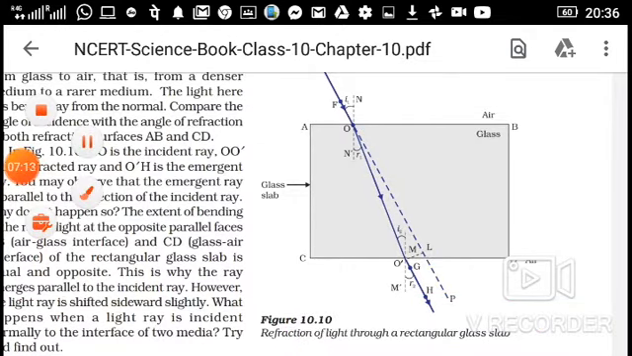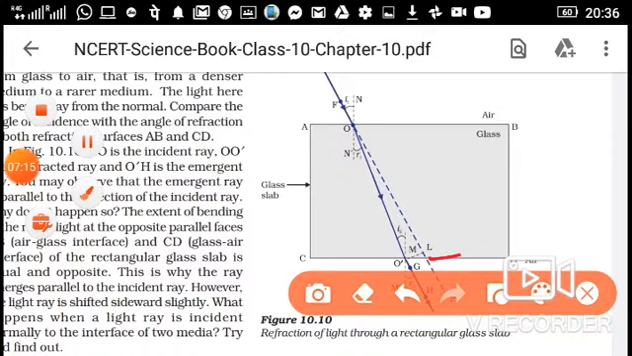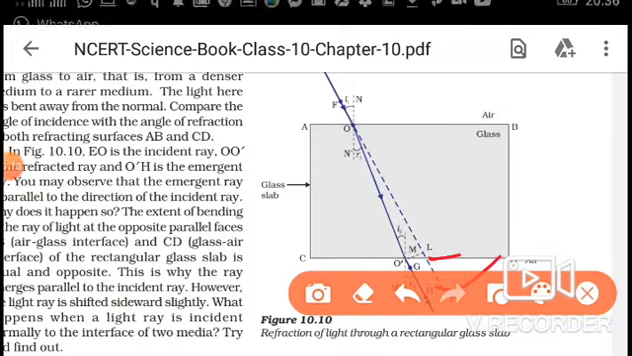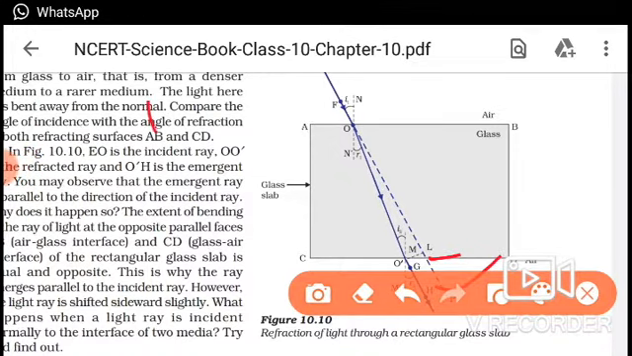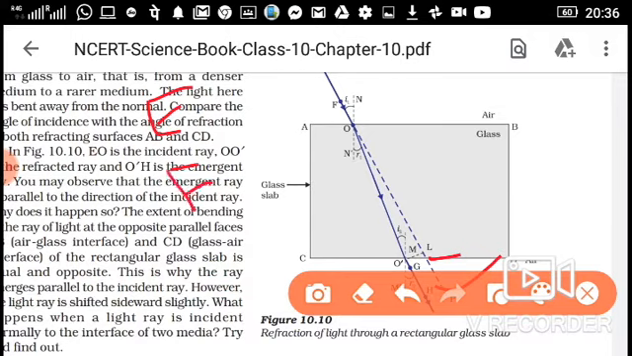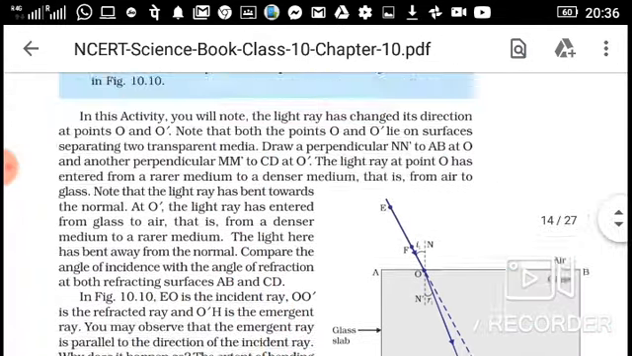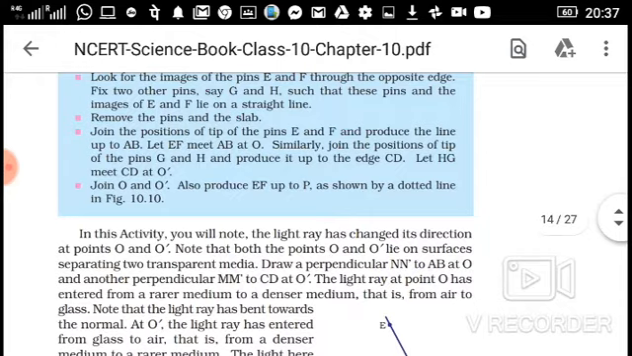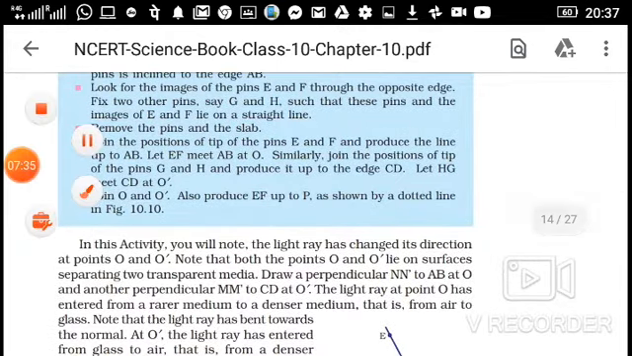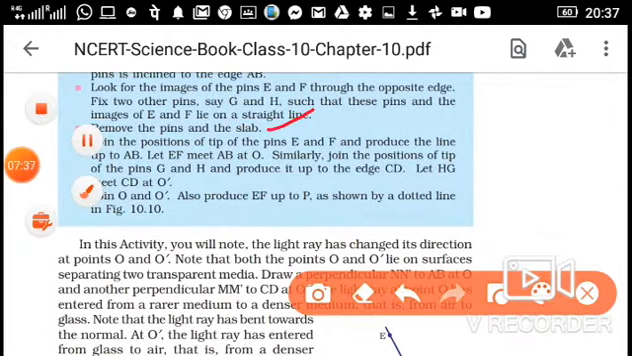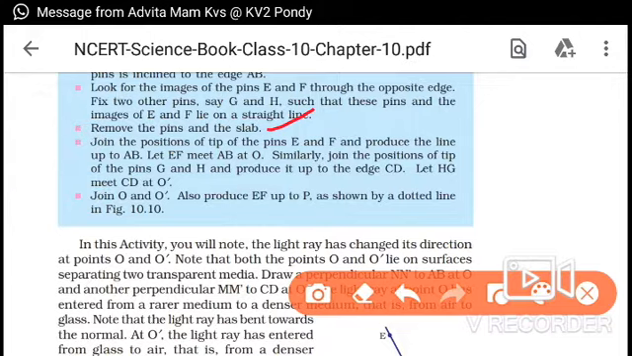You put G and H pins here, and this E, F and G, H. All these pins should lie in a straight line. Okay. Now in the next step, remove the pins and the slab. You remove all the pins and slabs.